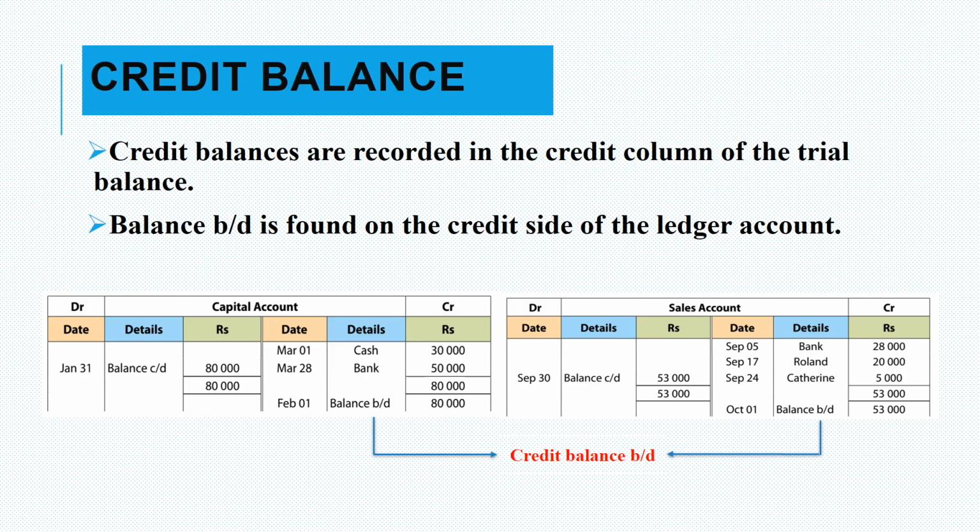What do credit balances represent? Credit balances are recorded in the credit column of the trial balance. The balance BD is found on the credit side of the ledger account. As you can see, the balance BD of the capital account and the sales account are found on the credit side.